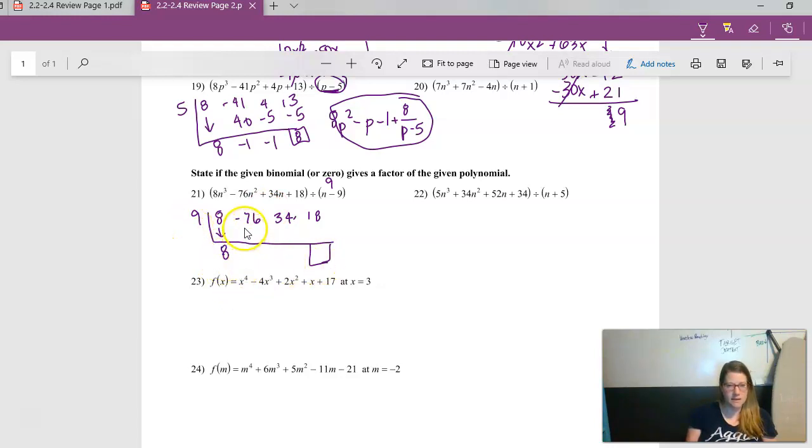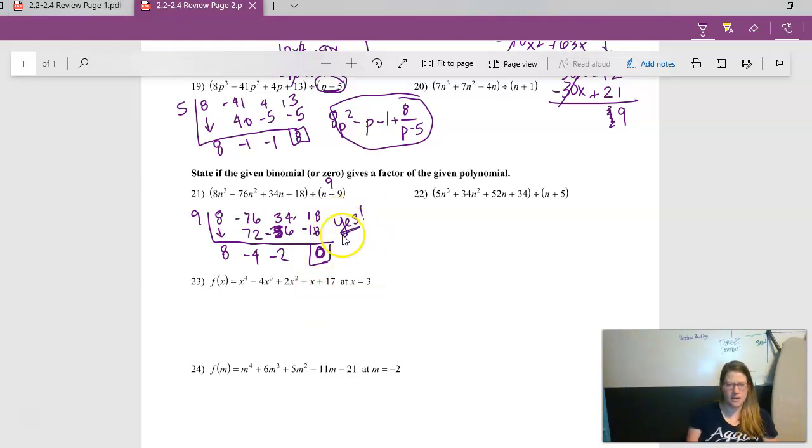me a 0. So 9 times 8 is 72. Negative 76 and 72 make negative 4. 9 times 4 is 36, sorry. And 34 minus 36 is negative 2. 9 times negative 2 is negative 18, so we have a remainder of 0. Because of that remainder of 0, then yes, this is a factor.